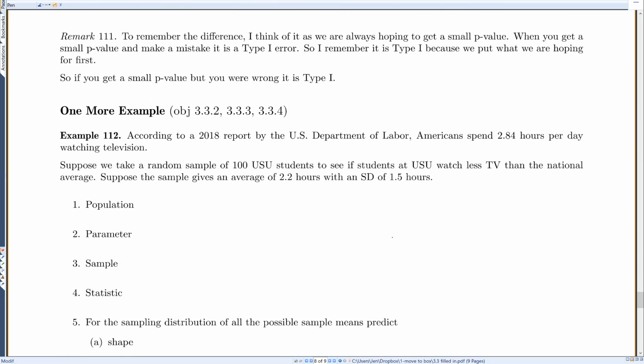Okay, but really, to remember the difference, I always think of it as we're always hoping to get a small p-value. When you get a small p-value and make a mistake, it's a type 1 error. So I always remember it's type 1 because we put what we're hoping for first. So since I know I'm always hoping for a small p-value, I remember that's the first thing. That's a type 1 error.